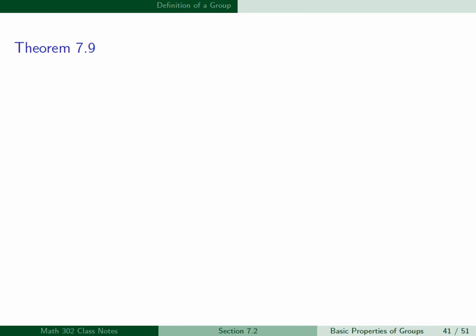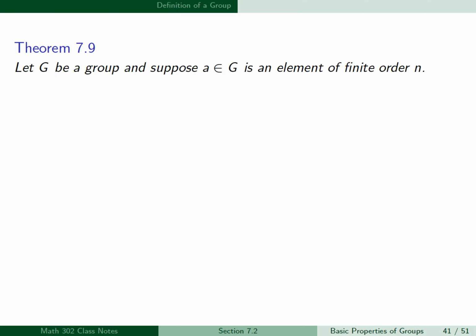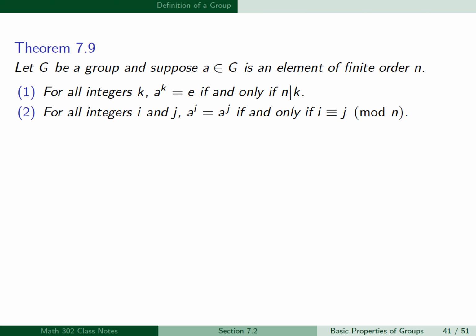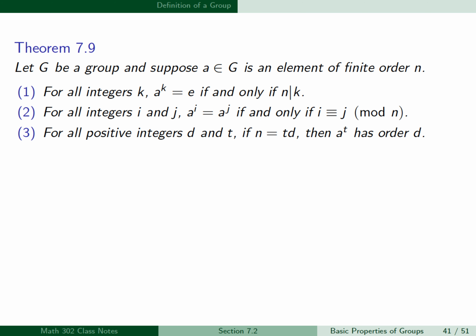Next, we have theorem 7.9, and this has some additional properties of the order. So let G be a group, and suppose A in G is an element of finite order n. Then first, for all integers k, A to the k is equal to the identity if and only if our order n divides k. Second, for all integers I and j, A to the I is equal to A to the j if and only if I is congruent to j mod n. And third, for all positive integers d and t, if n is equal to t times d, then A raised to the t power has order d.